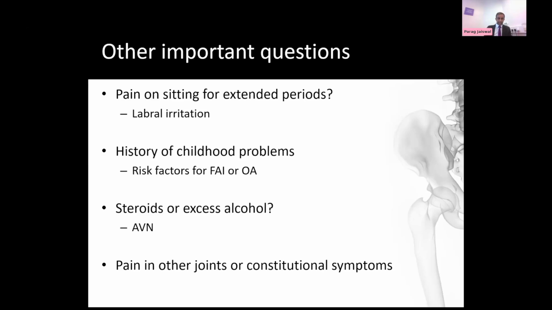Steroids and excess alcohol, AVN is the number one. Steroids and excess alcohol together account for 80% of cases of AVN, or avascular necrosis. And I was very quick on the buzzer, so I won't click on this time. But what are the causes of pain in other joints with or without constitutional symptoms? What are you thinking here?